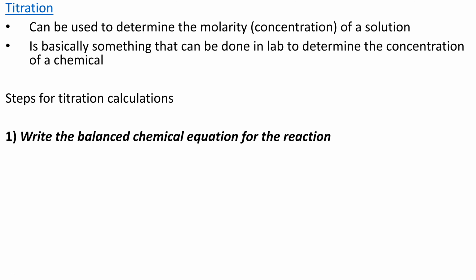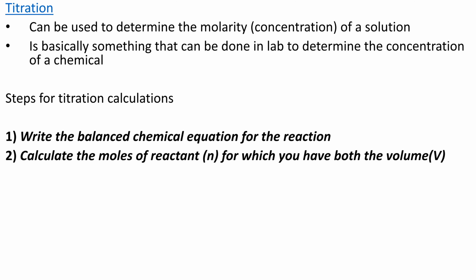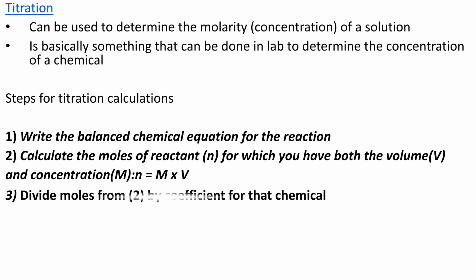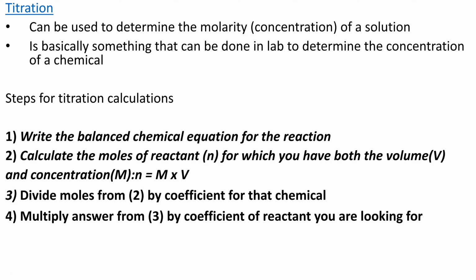All right, the first thing you want to do is write a balanced equation for the reaction they're giving you. Step 2: calculate the moles of the reactant for which you have both the molarity and the volume, and this will make sense once you see it. Step 3: divide the moles from step 2 by the coefficient for that chemical, kind of like stoichiometry. Then multiply the answer from step 3 by the coefficient of the reactant you're looking for.